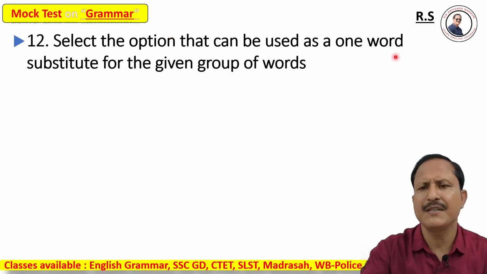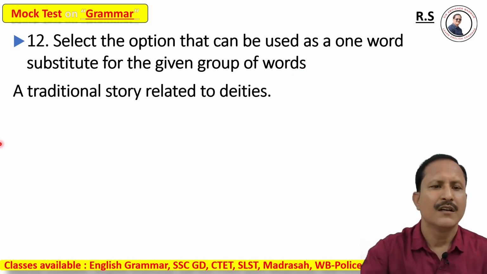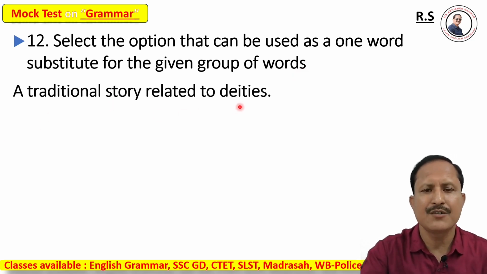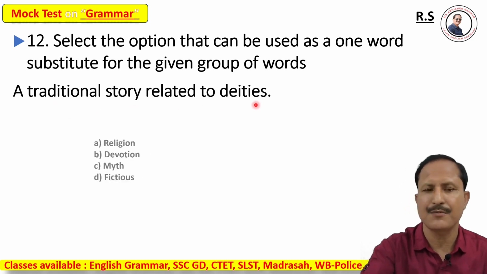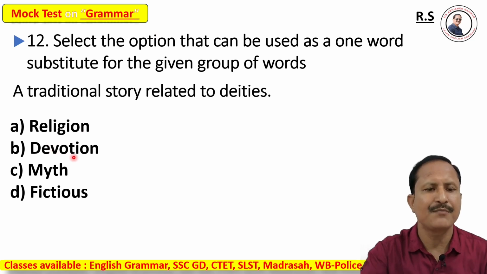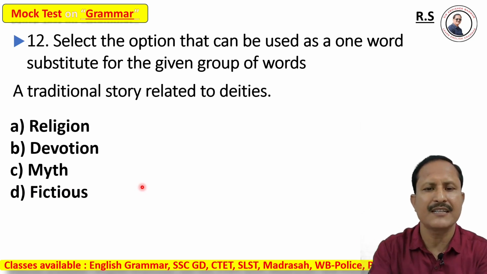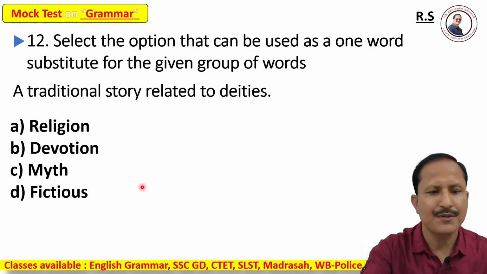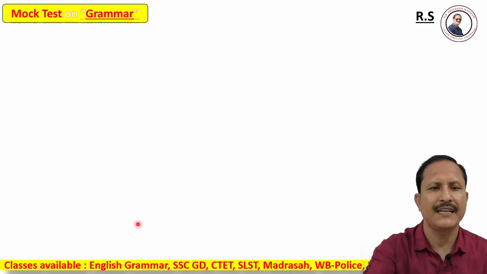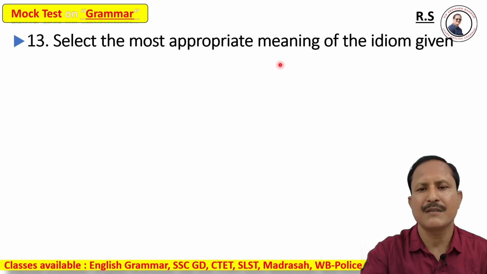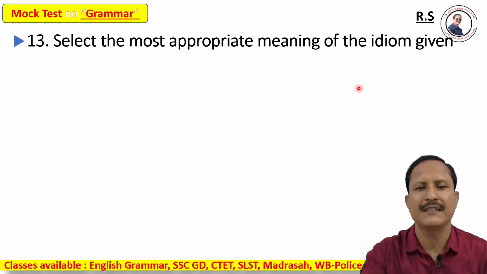Now question number 12. Select the option that can be used as a one word substitute for the given group of words. A traditional story related to deities. Option A, religion. Option B, devotion. Option C, myth. Option D, fictitious. Here, a traditional story related to deities is option C, myth.